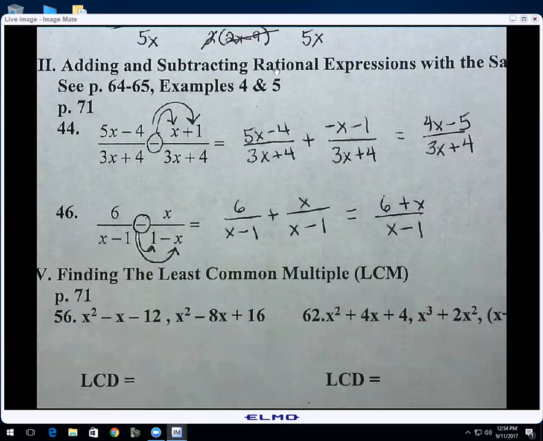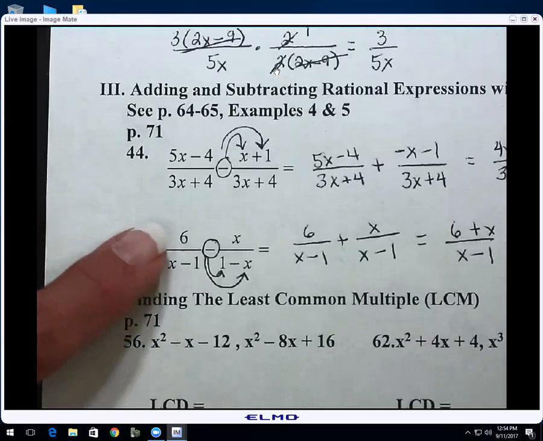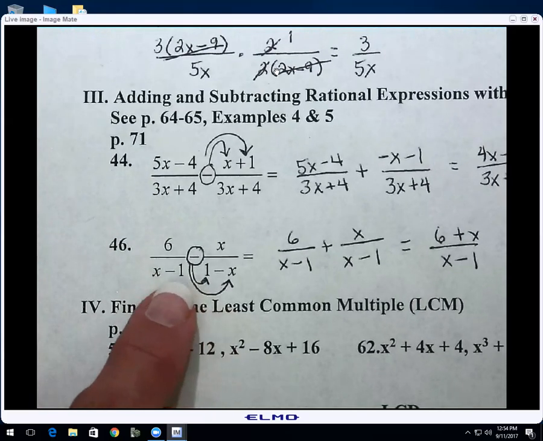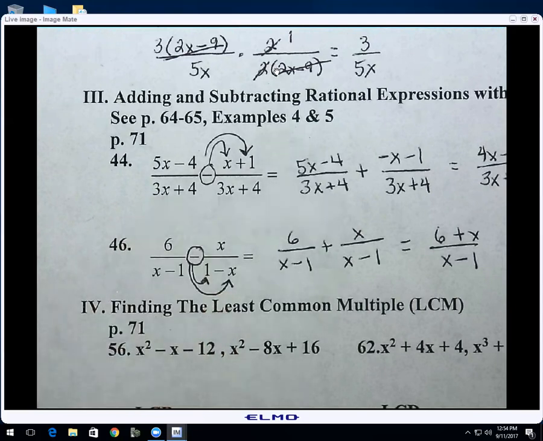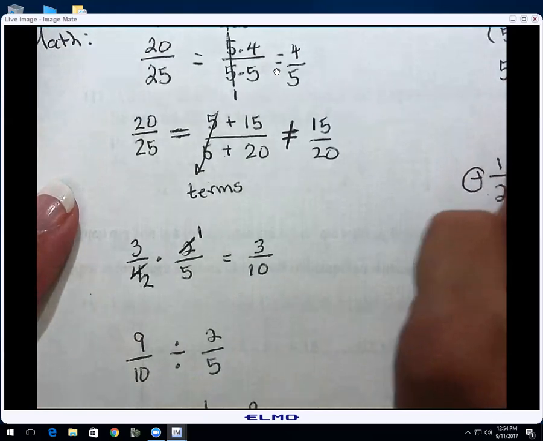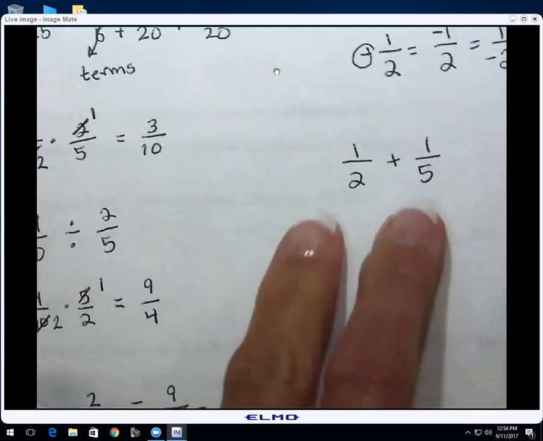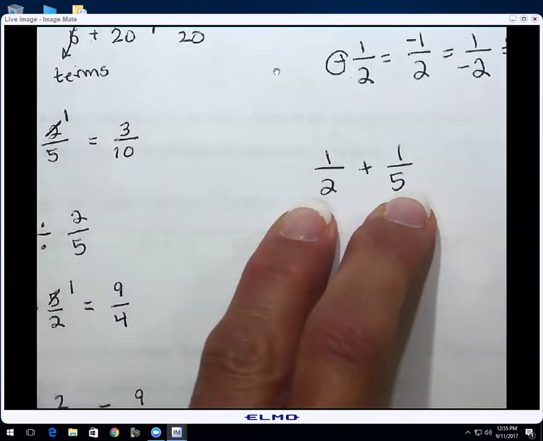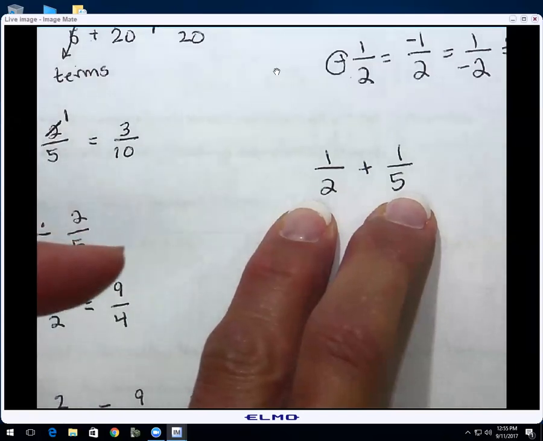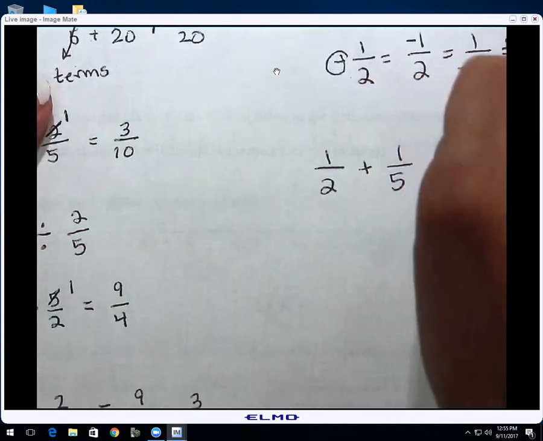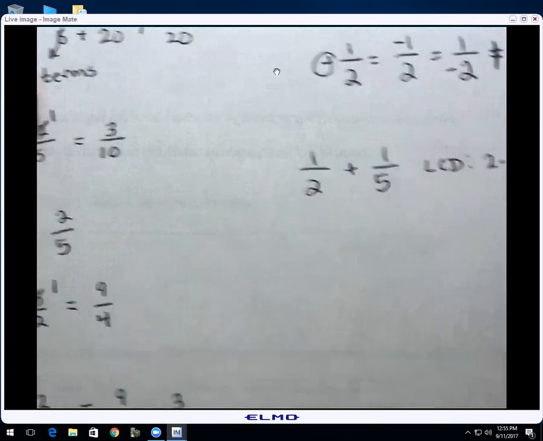All right, so we know how to add fractions that have the same denominator. We know how to subtract fractions whose denominators are opposites. That's easy to fix. What if your denominators aren't anything alike at all? What if we're adding 1/2 plus 1/5? How do we get a common denominator there? If 2 and 5 don't have any common factor, then the LCD is just 2 times 5. You just multiply them.